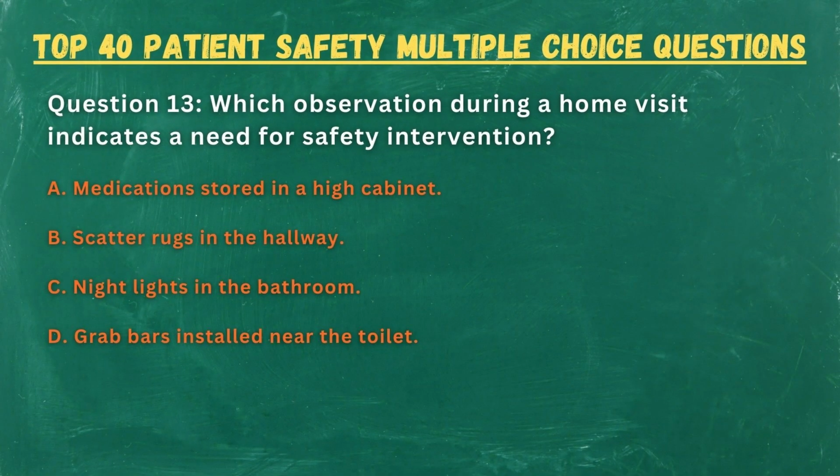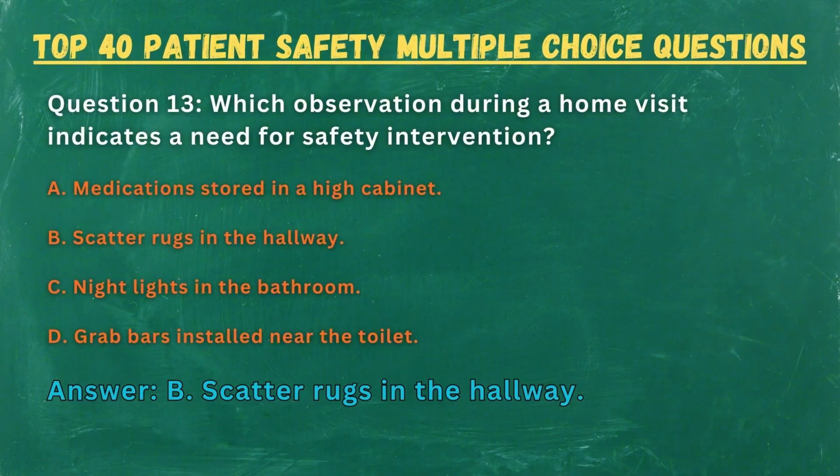Question 13. Which observation during a home visit indicates a need for safety intervention? A. Medication stored in a high cabinet. B. Scatter rugs in the hallway. C. Night lights in the bathroom. D. Grab bars installed near the toilet.